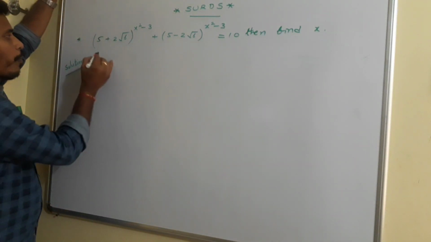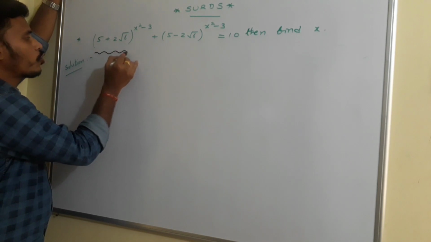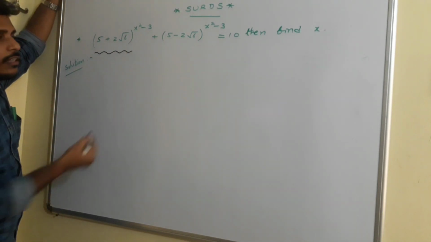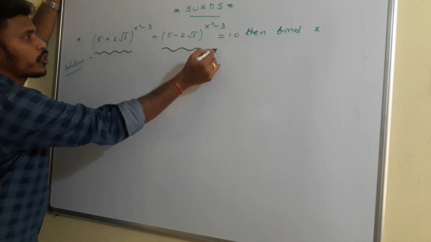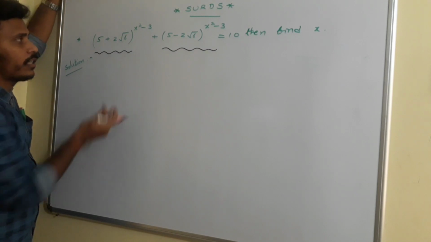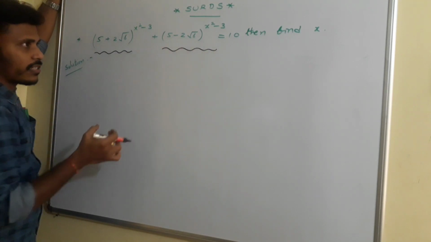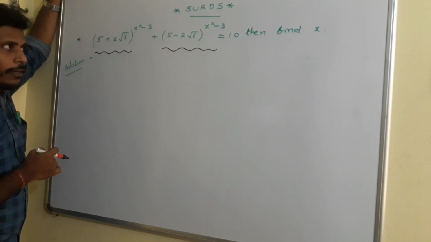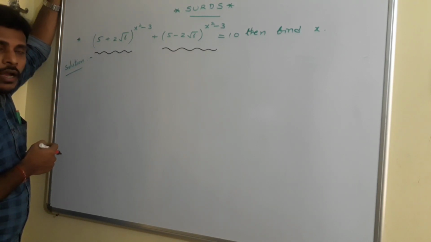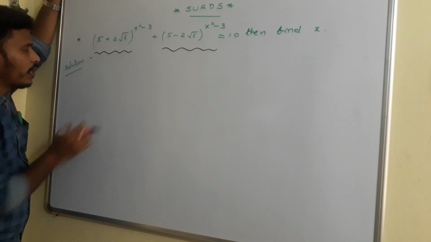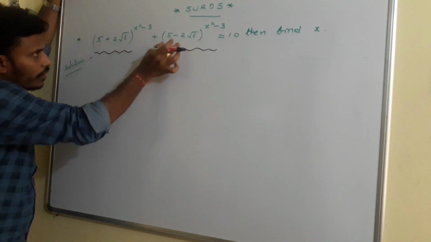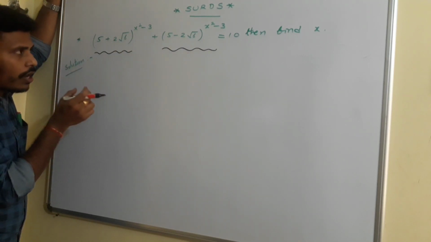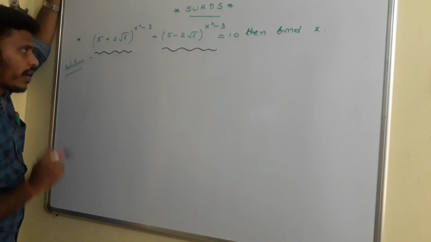Think about the problem. This is (5 + 2√6)^(x² − 3), and this is (5 − 2√6)^(x² − 3). The sum of these two is given as 10, and they ask you to find the value of x. How to find? First of all, my observation is that 5 + 2√6 and 5 − 2√6 are the rationalizing factors of one another.